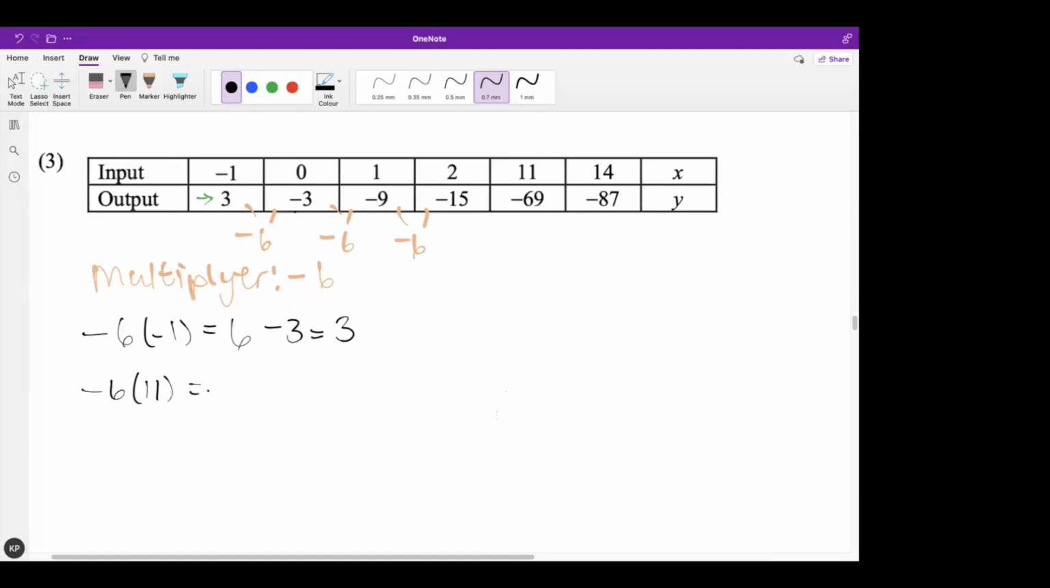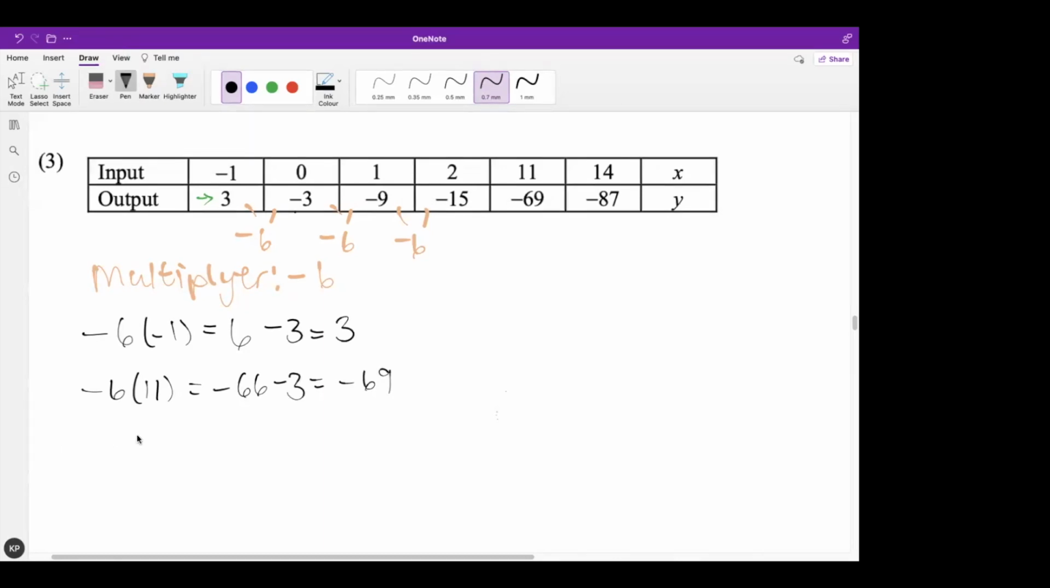A negative and a positive is going to give me what type of answer? A negative and a positive is going to give me a negative. And what's 6 times 11? Nice, Yonela, 66. And if I subtract 3, what's 66? Negative 66 minus 3? Negative 69. So what is my rule, guys?